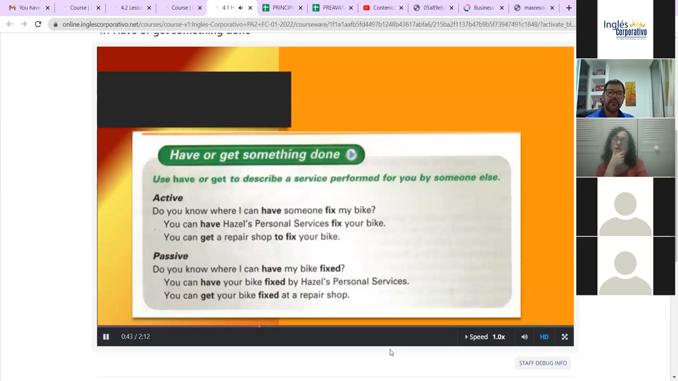Passive. Do you know where I can have my bike fixed? You can have your bike fixed by Hazel's personal services. You can get your bike fixed at a repair shop.